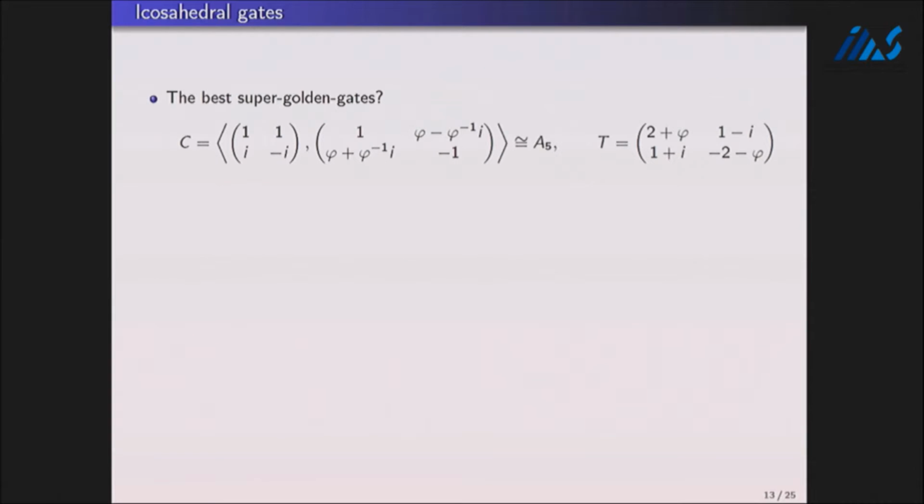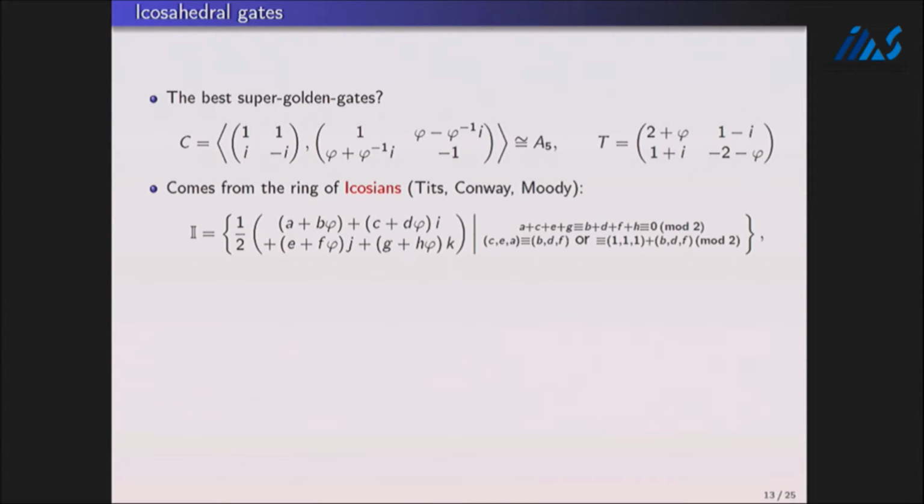So the best thing we can do is this cool example that Peter showed you yesterday, which has Klein's icosahedral group as the finite group. And it comes from a fantastic ring, the ring of Icosians, which was studied by Tits, by John Conway, by Moody. I wrote it here in terms of quaternions, but you can project the quaternions to the unitaries. And this is the maximal order of the standard quaternion algebra over the golden field. So this is golden again.